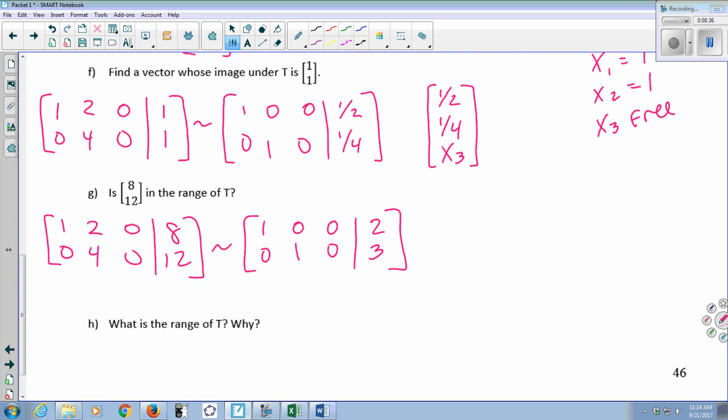In fact, there are lots of them. It would be 2, 3, anything. All right, so 8, 12 is in the range. If I wanted to describe the whole range, okay, I know the codomain is R2. I know that I plug in things in R3. The things that come out live in R2, right?